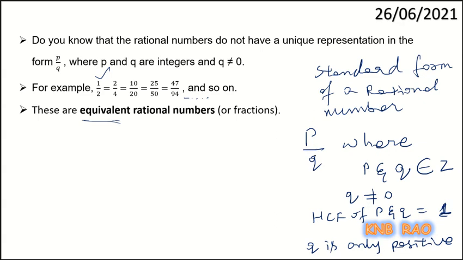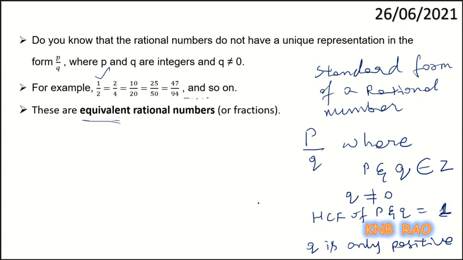So, being in simplest form means this 25 by 50 can be further simplified and brought to 1 by 2. Also, this minus 47 by minus 94 can be further cancelled and brought to 1 by 2. So, this 1 by 2 is the simplest form of these fractions. When the HCF of both numerator and denominator is 1, only then it is the simplest form.